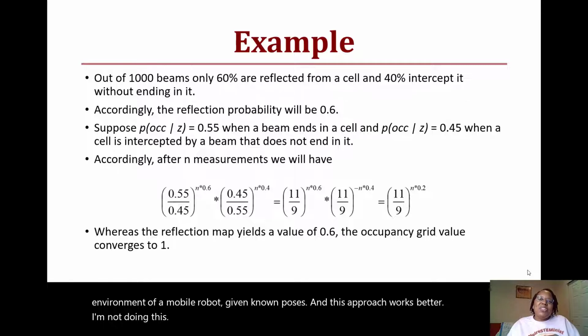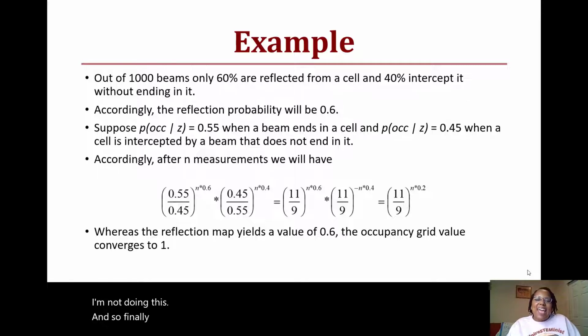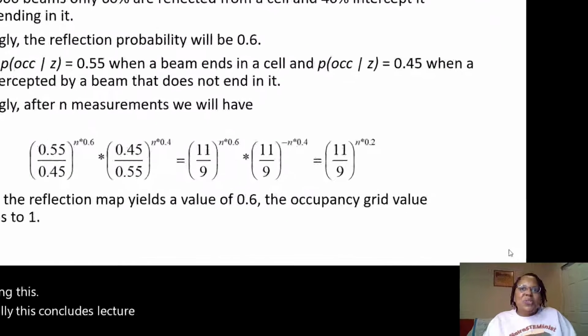And so finally, this concludes lecture 8-1C on using reflection maps and counting in order to represent a robot's world. Hopefully you can see the difference between this approach and the occupancy grid approach.